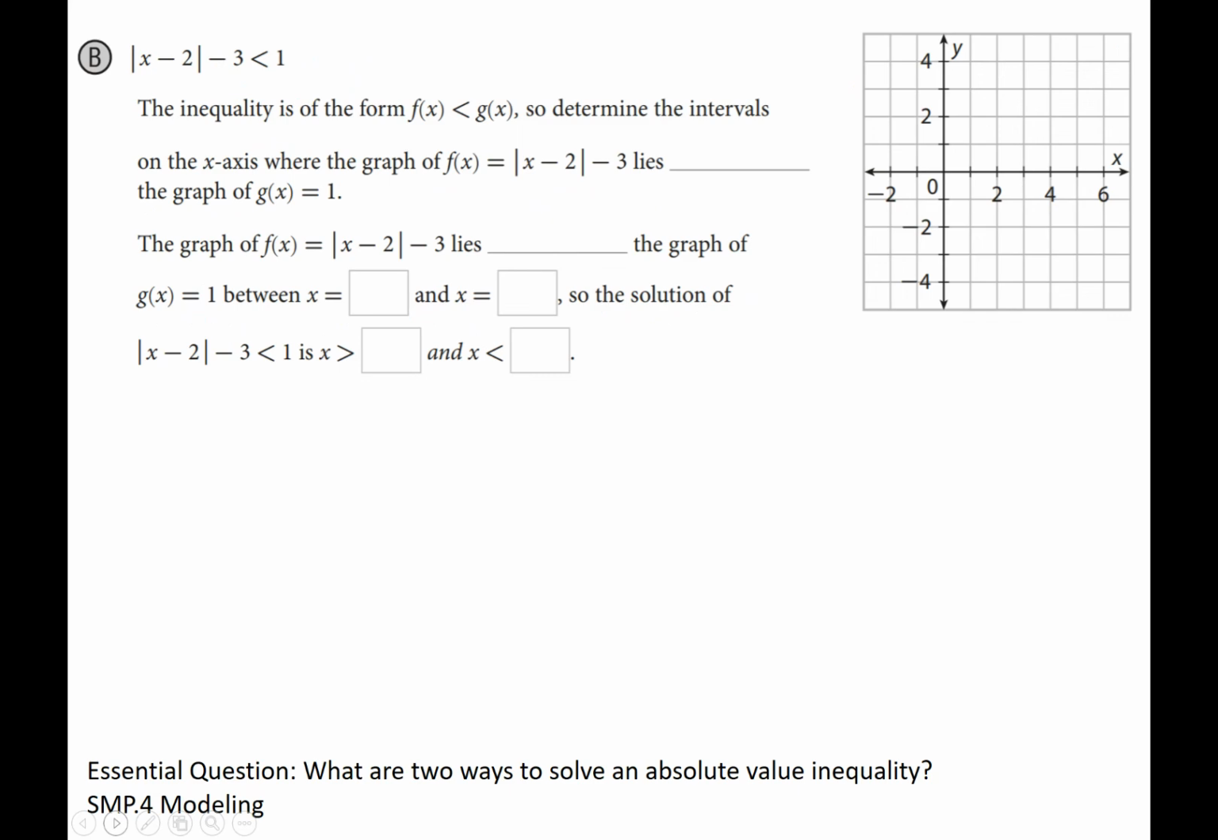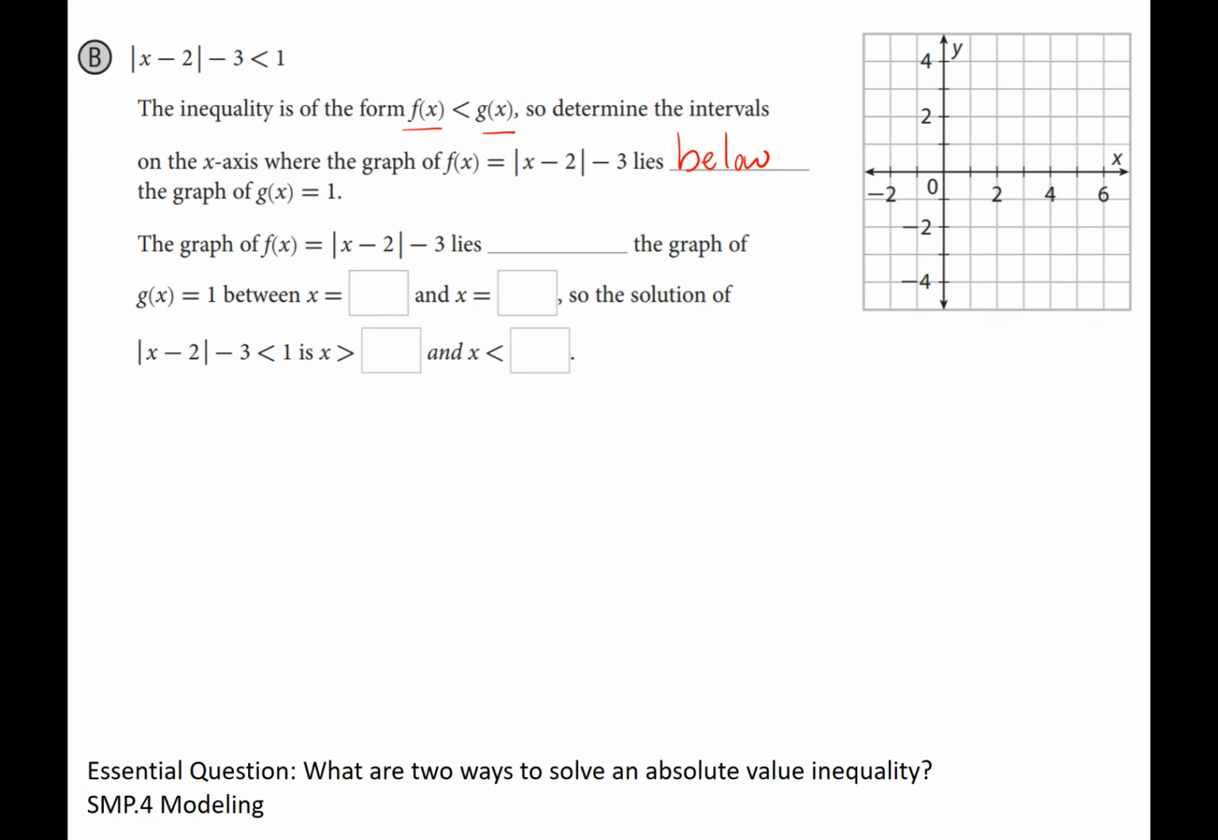All right, so now we've got the inequality of the form. Now they're saying that f is less than g, so we have to determine where that is. So determine the intervals on the x-axis where the graph of f of x equals the absolute value of x minus 2 minus 3 lies. That means we're lying below this time. So lies below the graph of g of x equals 1.